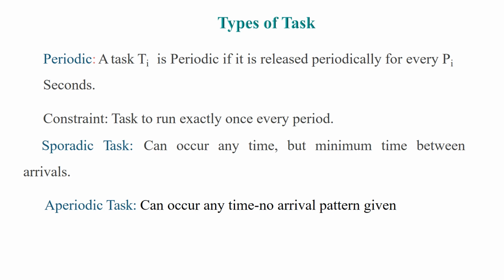A task is sporadic if it is not periodic, but may be invoked at irregular intervals. Sporadic tasks are characterized by an upper bound on the rate at which they may be invoked. The successive invocations of the sporadic task Ti are separated in time by at least pi seconds. Sporadic tasks are sometimes also called aperiodic. So it can occur any time, but with a minimum time between arrivals.